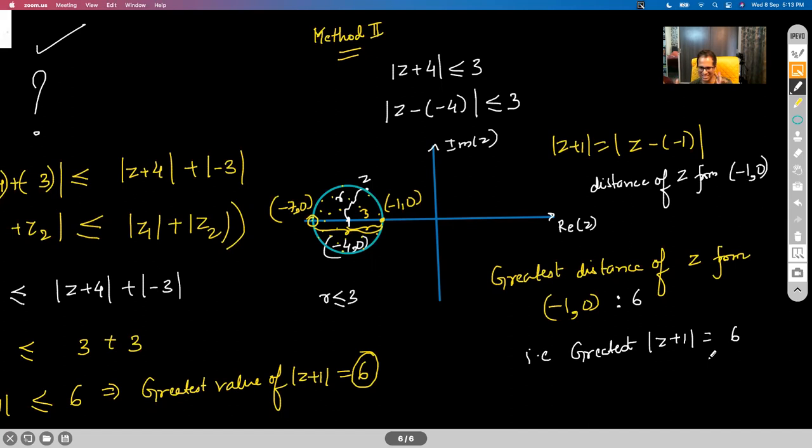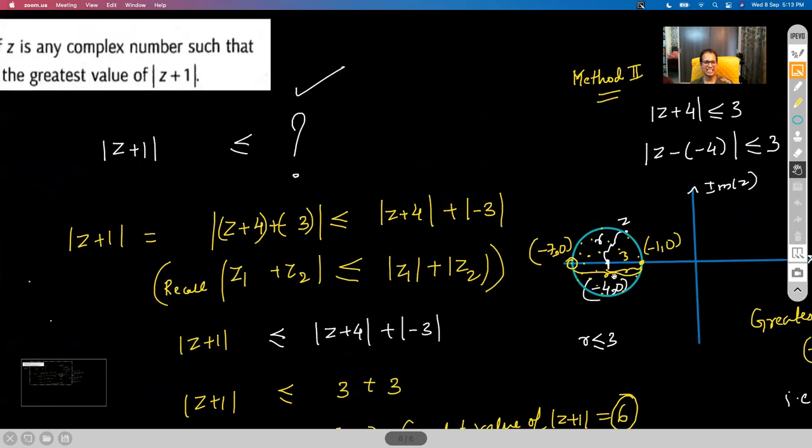Is it fine? Any questions? Okay. Now, depending upon the scenario, you can use any of the methods. Of course, both the methods have their own advantages. Many times you will realize the triangle inequality will work, and geometrical interpretation may be difficult. And vice versa. Wherever you feel geometrical interpretation works fine, go for it.